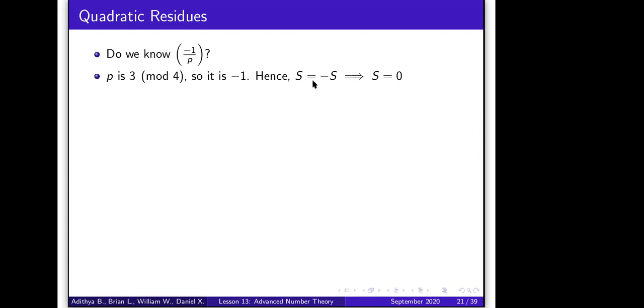Hence, from our expression on the previous slide, we have s is equal to negative s, which means, of course, that s is equal to 0. So putting it all together, our total number of solutions is 2028 plus s, which is just 2028.